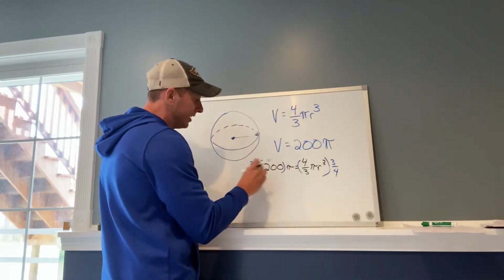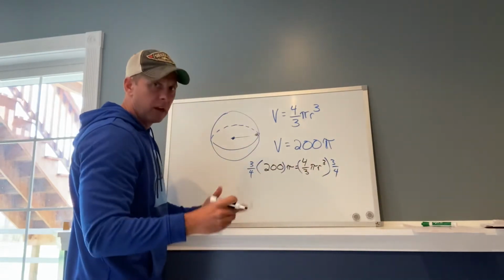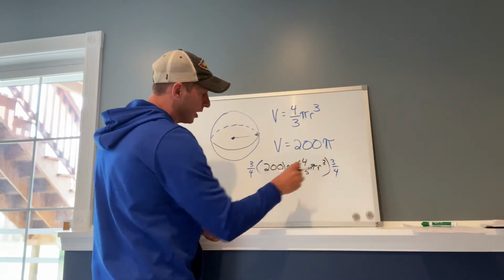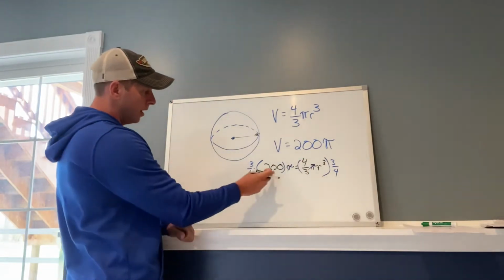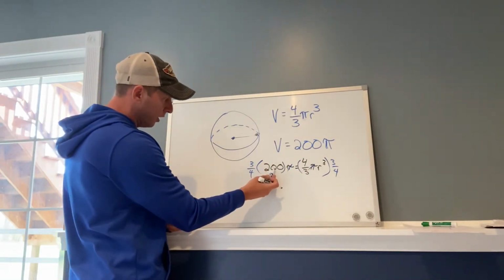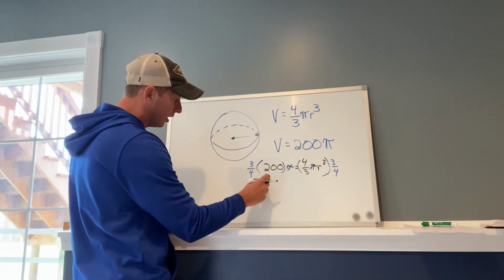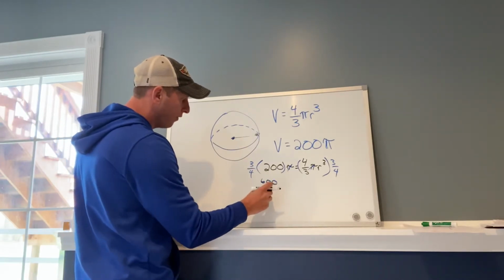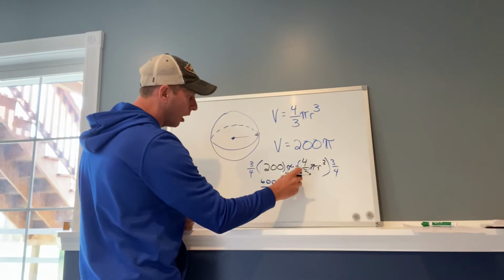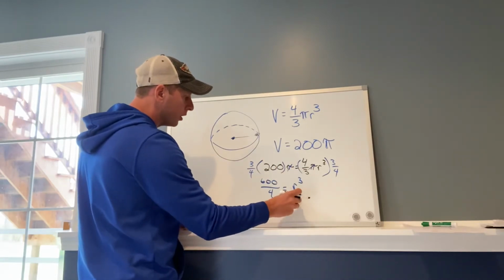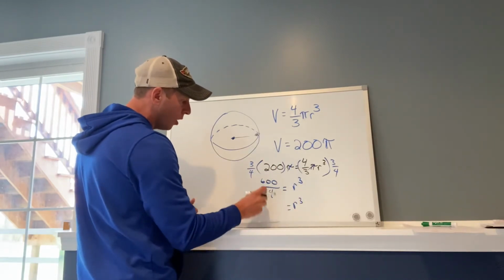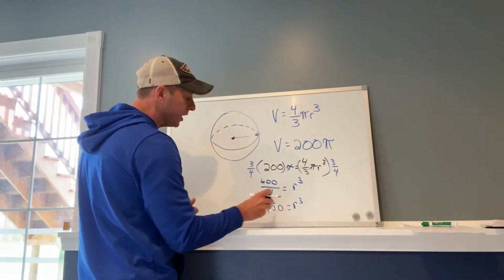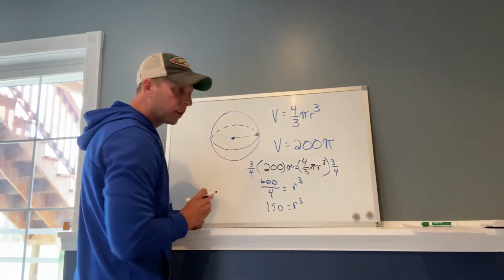As I'm doing this, I see that there's a pi on both sides. If I divide both sides by pi, those are going to cancel. Now I would go 200 times 3, which is 600, over 4 equals r cubed. So r cubed is equal to 150.